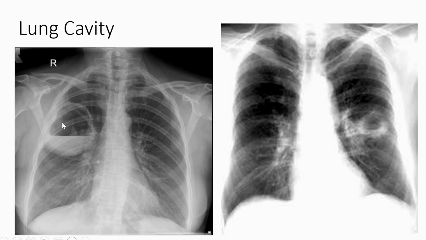Due to the presence of both air and fluid in the cavity, it shows a straight line. This is called an air fluid level. This could be due to infection or malignancy. So we have to differentiate using medical correlation and also the characteristics of the cavity. We have to visualize this, or diagnose it, in a chest X-ray.